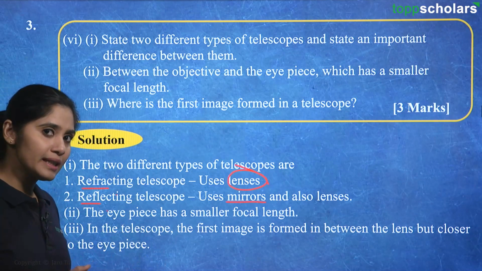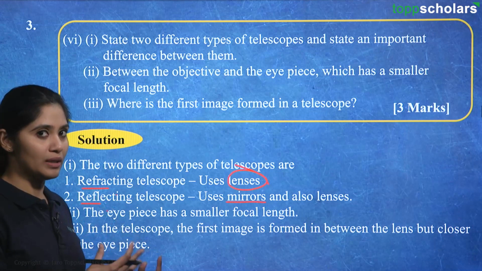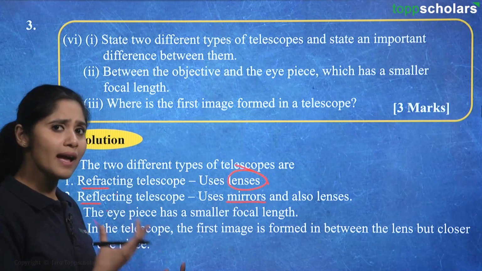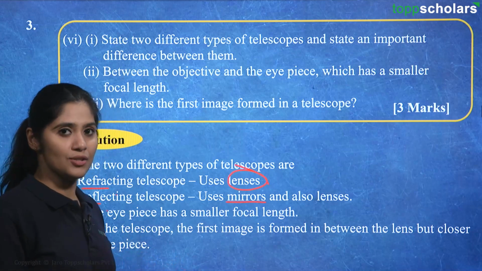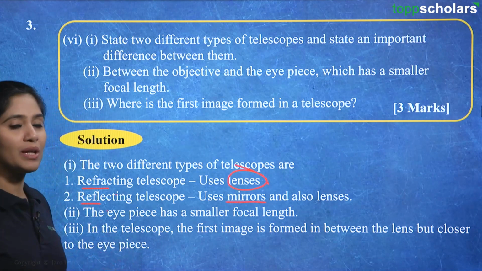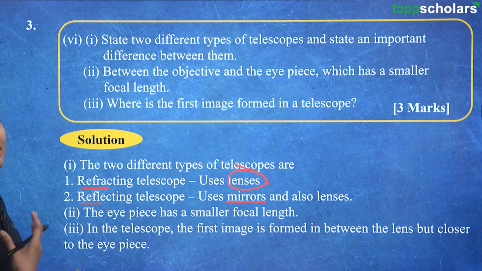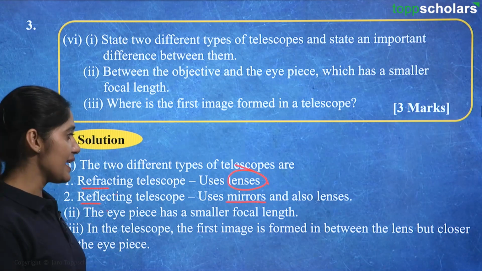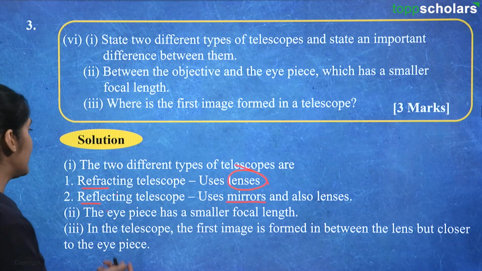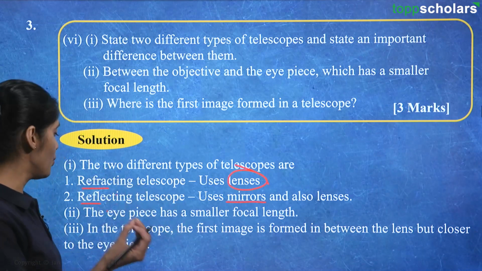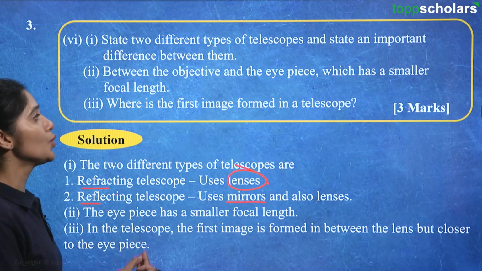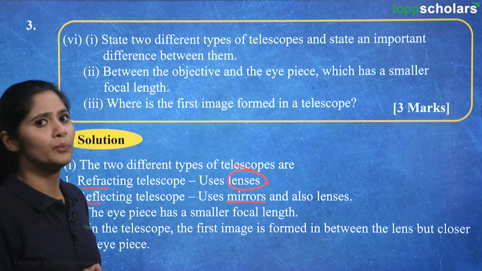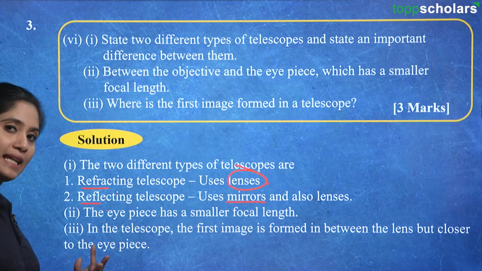Next question, between the objective and the eyepiece, which has a smaller focal length? So what do you think? We know that focal length also depends on the size of the mirror. Now, if you look at the structure of a telescope, you would know that the eyepiece has a smaller lens compared to that of the objective, right? So in that case, we can also deduce that the eyepiece has smaller focal length compared to that of the objective. So again, we get 1 more mark straight up very easily.